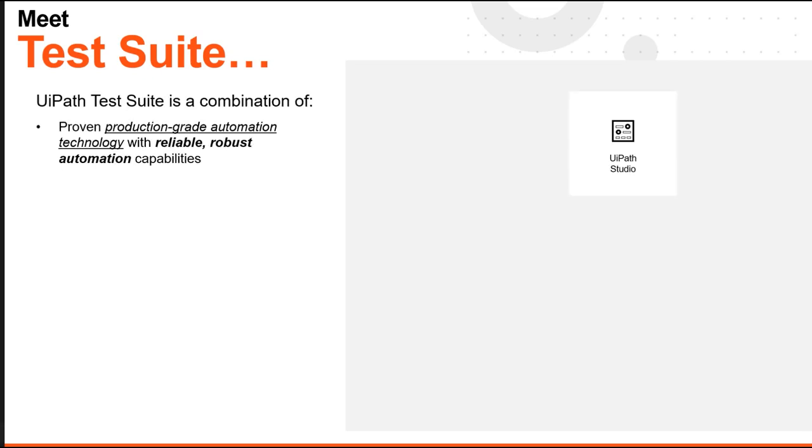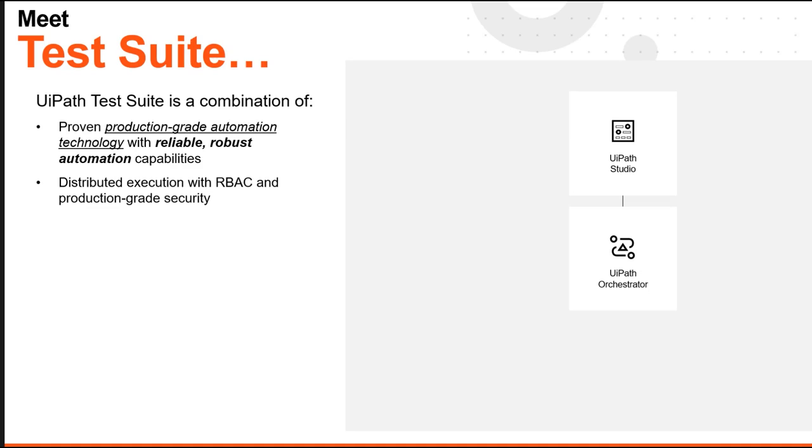Great! Now let's take a look at the architecture of Test Suite. We'll start with the UiPath Studio. The UiPath Studio comes with reliable and robust automation capabilities. We can create test cases here for RPA workflows, web, mobile, and Citrix applications. Studio is connected to Orchestrator, which allows us to publish our test case. Once published in Orchestrator, we can then create and schedule our test sets, which would then be executed by the UiPath test robots in machines that we've configured.